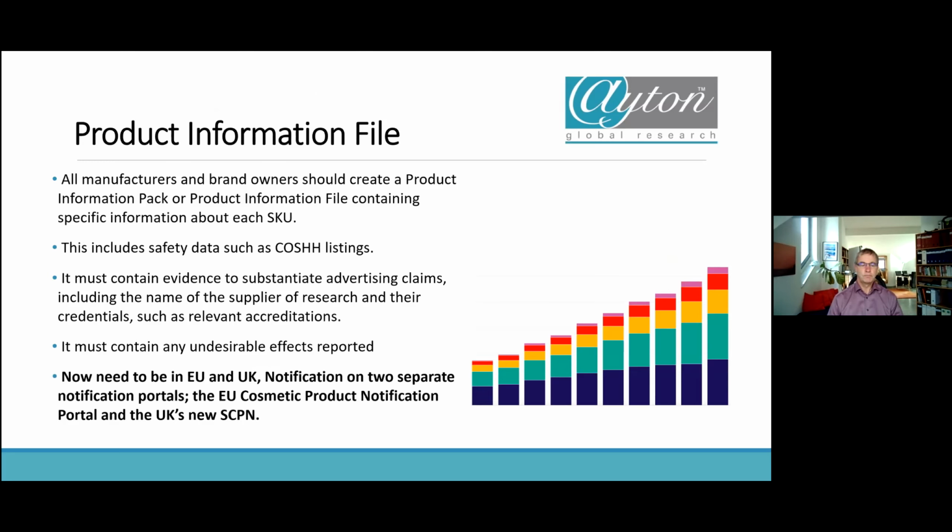And we now have two different portals. You've got the EU Cosmetic Product Notification portal and the UK's new SCPN. So again, your claims are really being put out there a lot now. You've now got two different routes where your claims could be challenged. So always make sure you've got the evidence before registering your products as well.